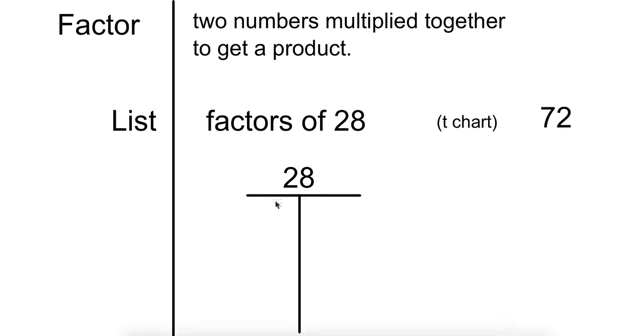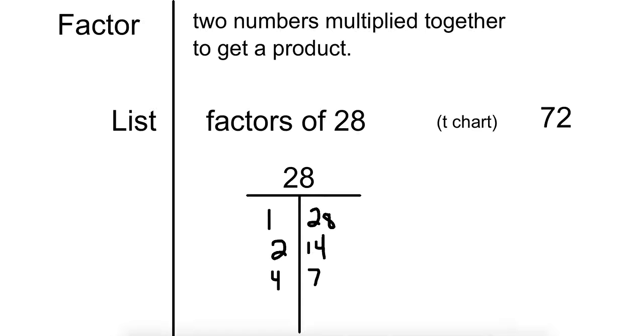So let's do 28. 1 and 28, 2 and 14. So let's think, does 3 go in there? Well, let's add them up. 10. Does 3 go into 10? The answer is no. Does 4 go in there? Yep. 4 times 7 is 28. 5 doesn't go in there because it doesn't end in 5 or 0. 6 doesn't go in there because 2 and 3 don't. And then we're back to 7. So there's all of our factors of 28.